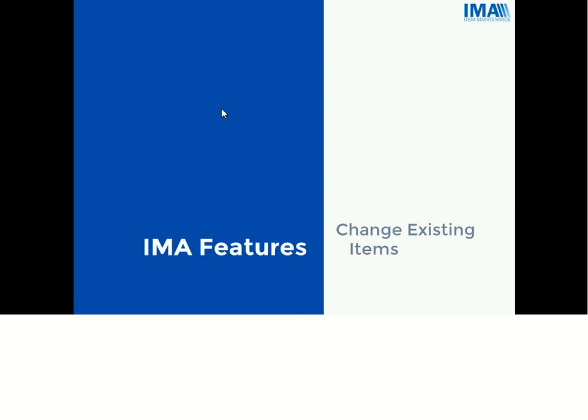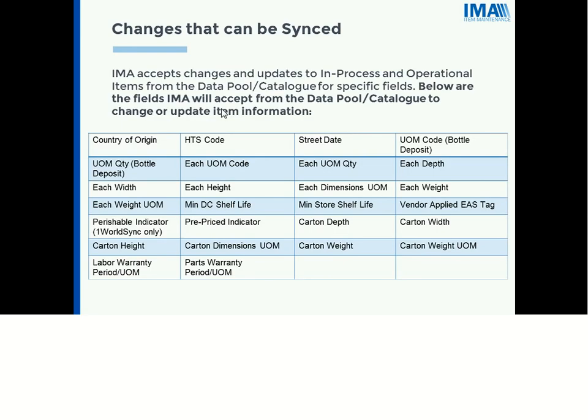Okay. Moving on, we're going to talk about the Change Existing Items feature, also known as the Changes grid. There are a lot of changes that can be synced from your data pool provider, and if your changes can be synced, we encourage you to do that. It gives you less detail in the system that you have to work with. It also keeps your items consistent between your data sync operator and IMA.